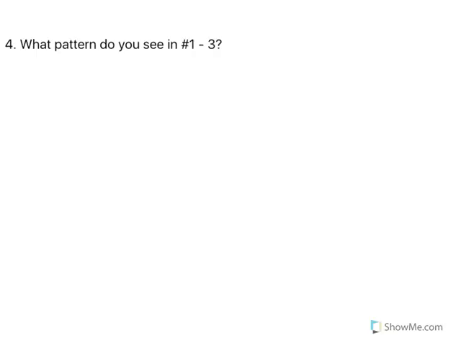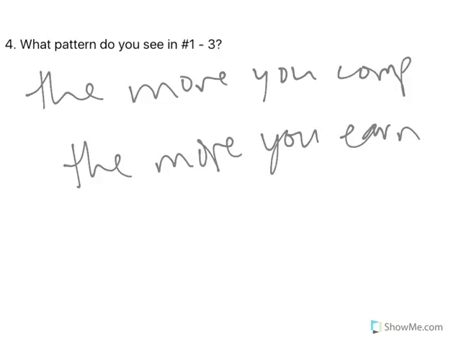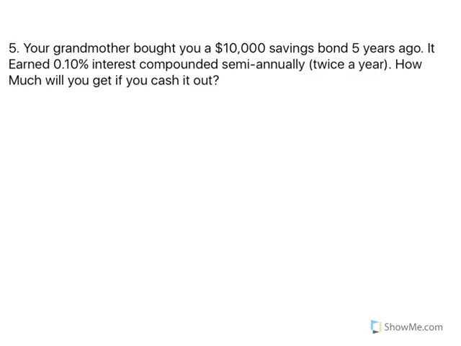So what pattern do you see? The more you compound, the more you earn. Which should make sense because every time they compound and they find interest, they add that onto your balance. So even if your balance is only going up 8 cents at a time, every time it goes up, the amount you earn is going to go up. Things just get higher. So the more you compound, the more you're going to earn.